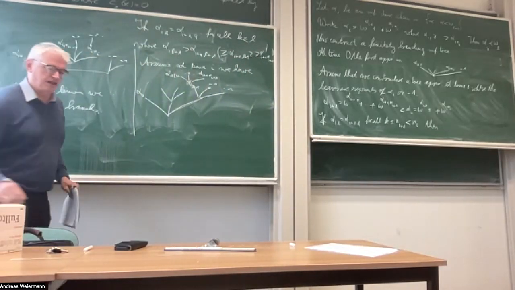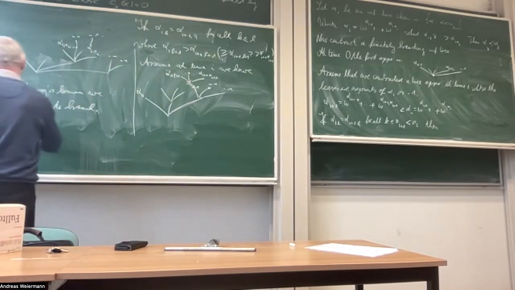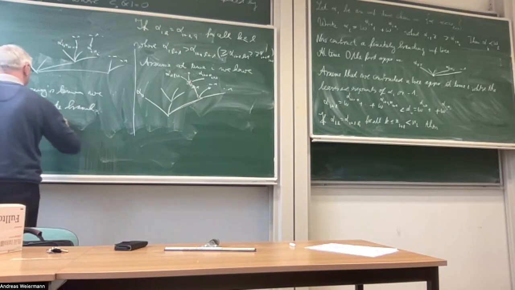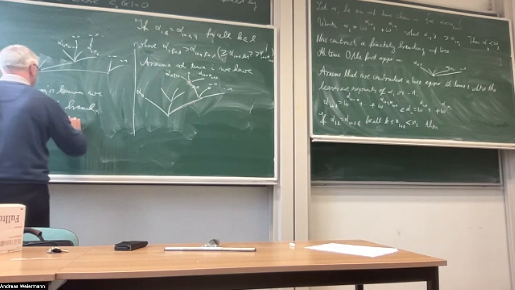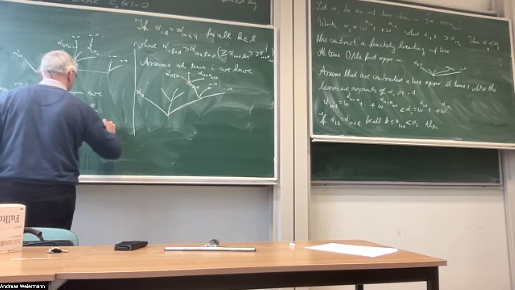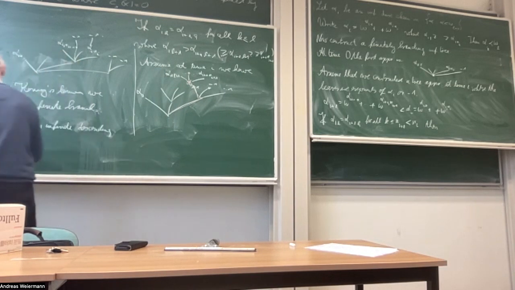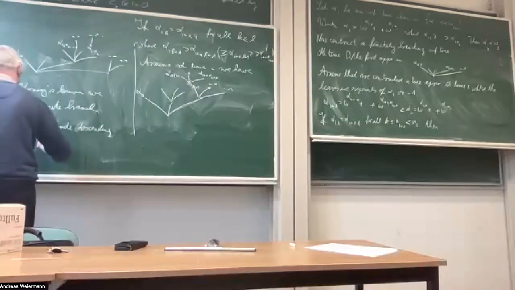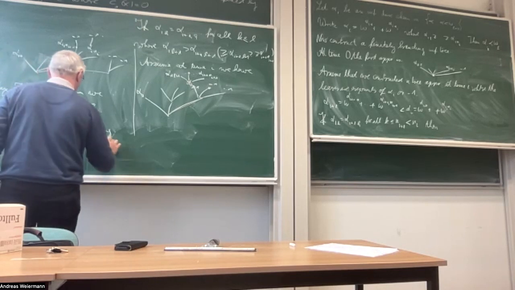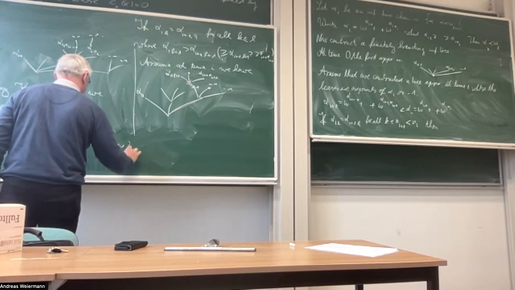Okay, so what we obtain is an infinite descending sequence of exponents in the set of alpha smaller than omega f.